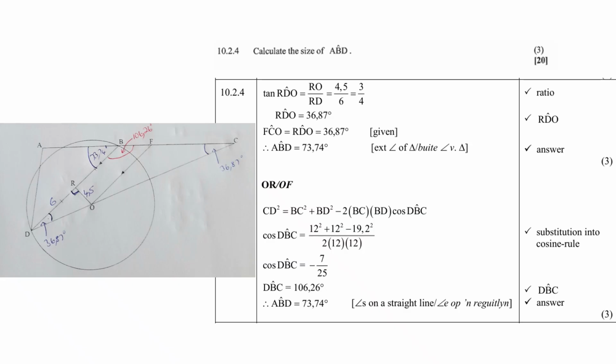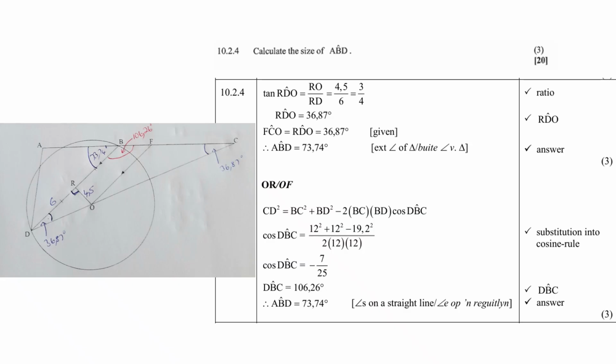Or alternatively, we could have used the cosine rule in triangle BDC. Triangle BDC, the cosine rule: CD squared equals BC squared plus BD squared minus twice BC times BD times the cos of angle DBC. So we can first find angle DBC. Do your substitutions, and then of course you'll get the cos of DBC is negative 7 over 25. On the calculator, you'll say shift cos of a positive 7 over 25, and it'll give you 73,74.